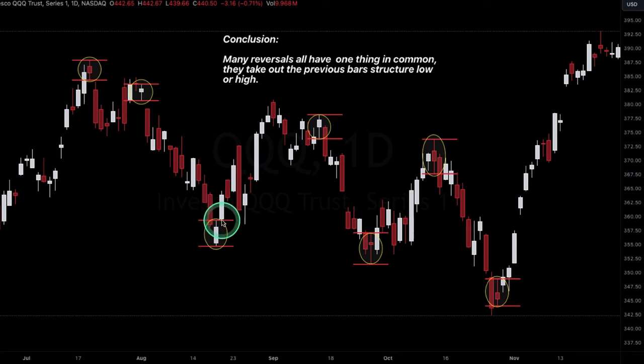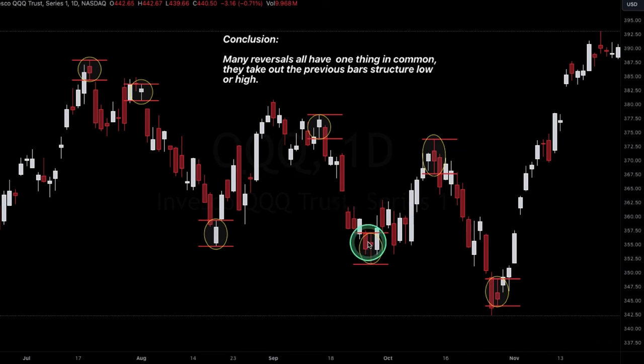Look how it took out the high right here. The setup for a really nice higher time frame reversal. Even at a big dip into it, it kind of held up the general area of your reversal bar or your previous structure bar right here. We have another previous bar high, previous bar low. Takes out the low, sets up for a big reversal down.